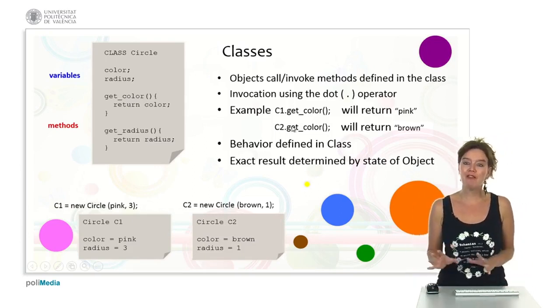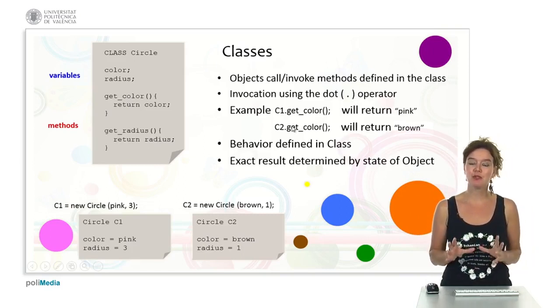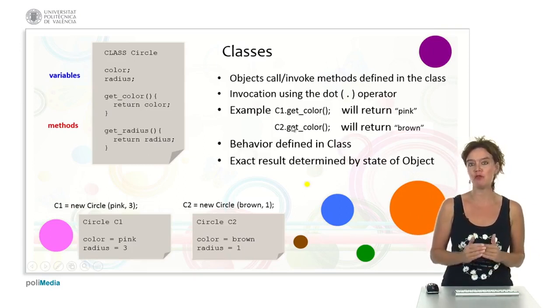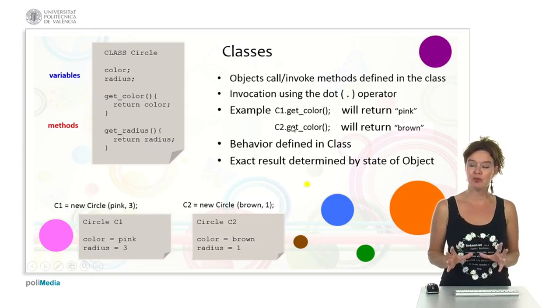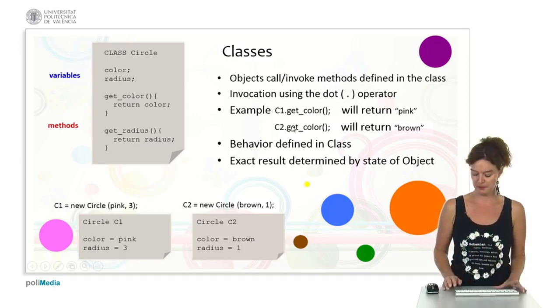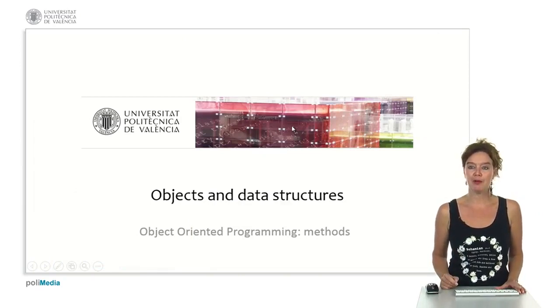So the behavior of objects is defined in a class, but the exact results that we get from these methods is determined by the state of the object. And the state of the object is determined by the values that the variables have for specific objects. In the next part, we'll look a little bit better at the methods that you can define in a class.